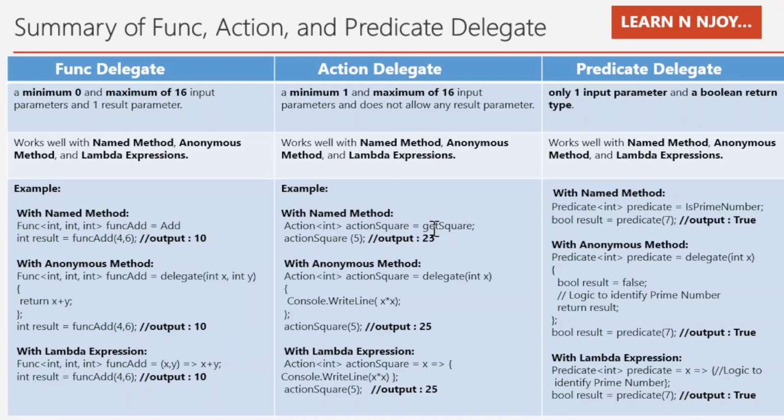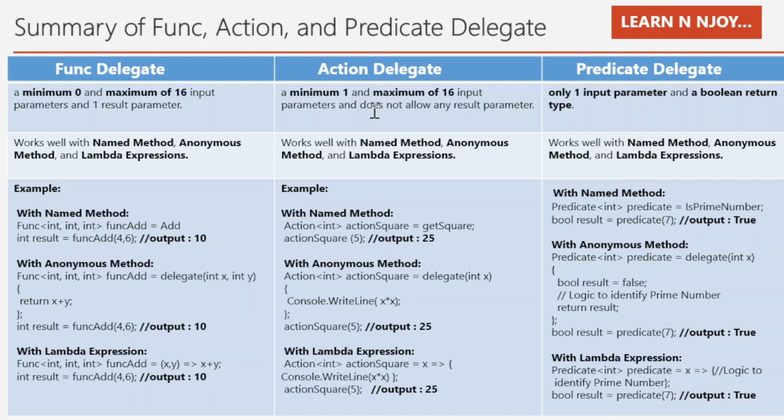Okay. Summary of Func, Action and Predicate delegate. Here we are going to compare in which situation we can go for the Func delegate, in which situation we can opt for the Action delegate, and which situation is the best fit for the Predicate delegate. If you see, first, Func delegate has a minimum of 0 and a maximum of 16 input parameters and one result parameter. Whereas Action delegate has a minimum of 1 and a maximum of 16 input parameters and does not allow any result parameter. Whereas Predicate delegate accepts only one input parameter and a Boolean return type, right? So where there is a requirement that a method returns a Boolean data type, in that case we can opt for this Predicate delegate. And Action delegate is useful where the return type is void.